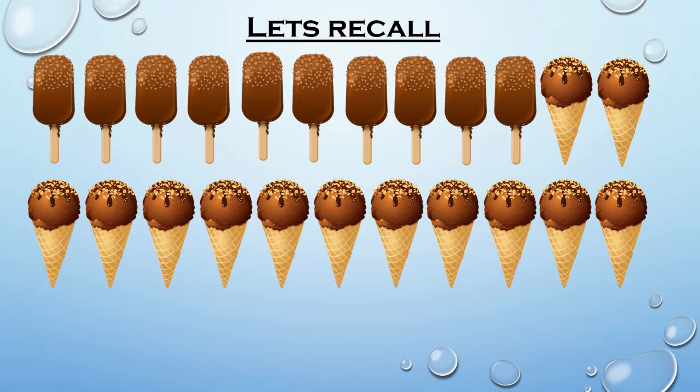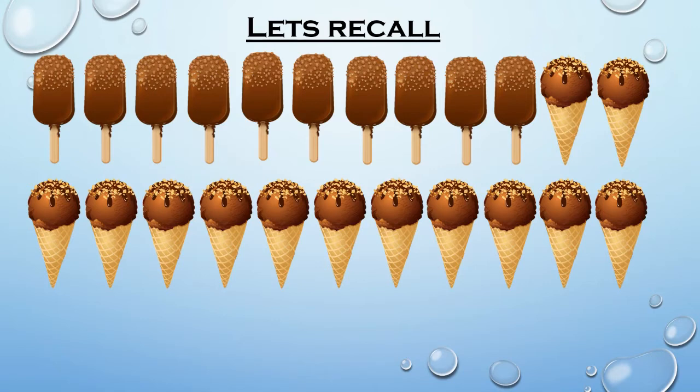Now let us count the cone ice creams. We will continue the counting. 11, 12, 13, 14, 15, 16, 17, 18, 19, 20, 21, 22 and 23. So here the total ice creams are 23.